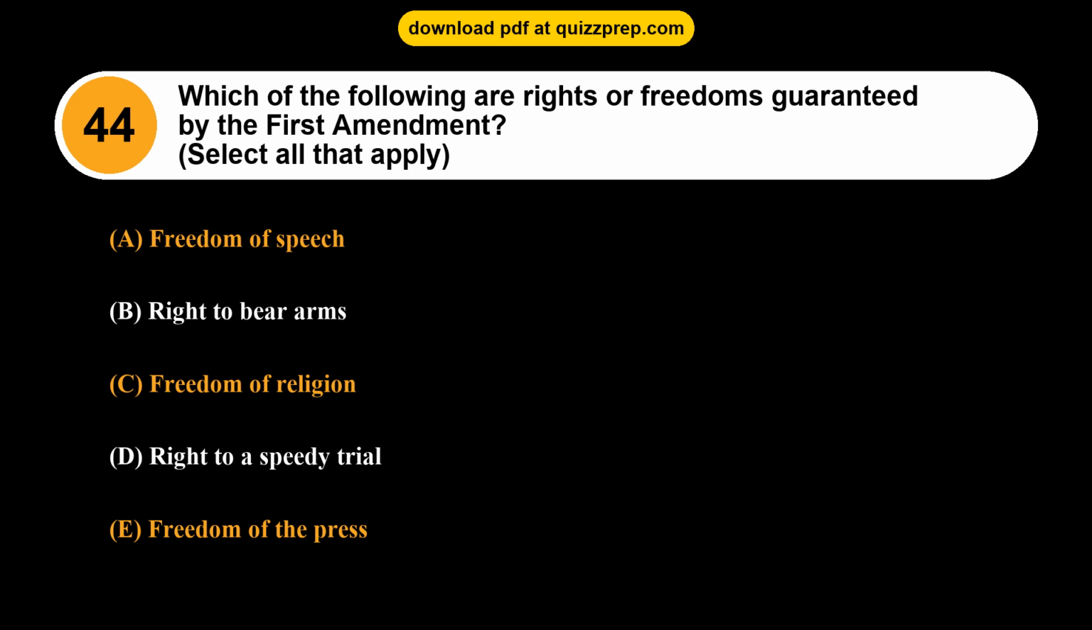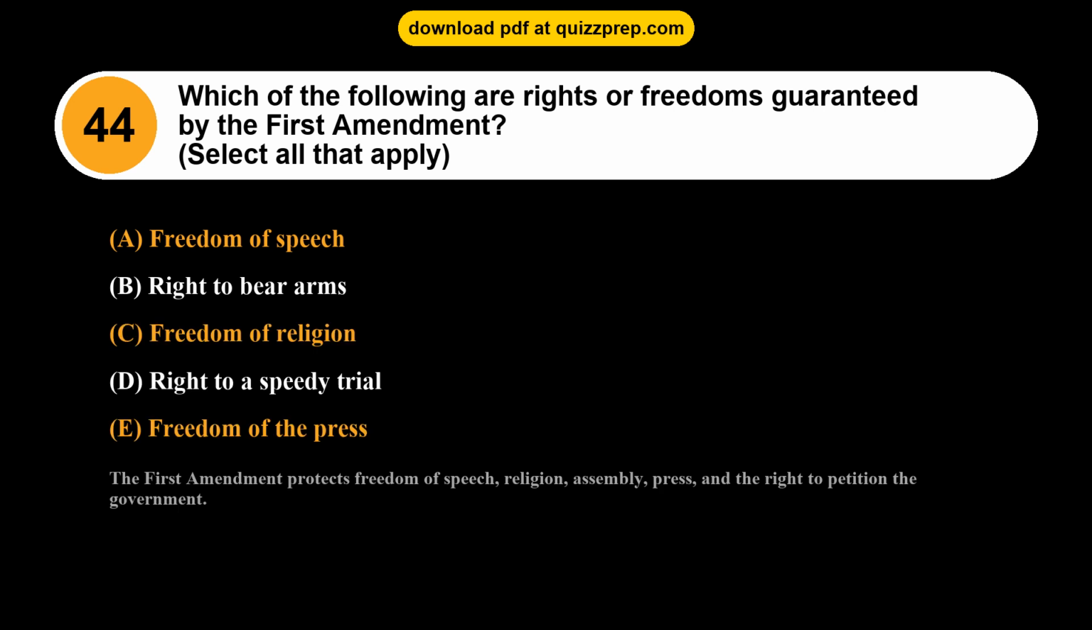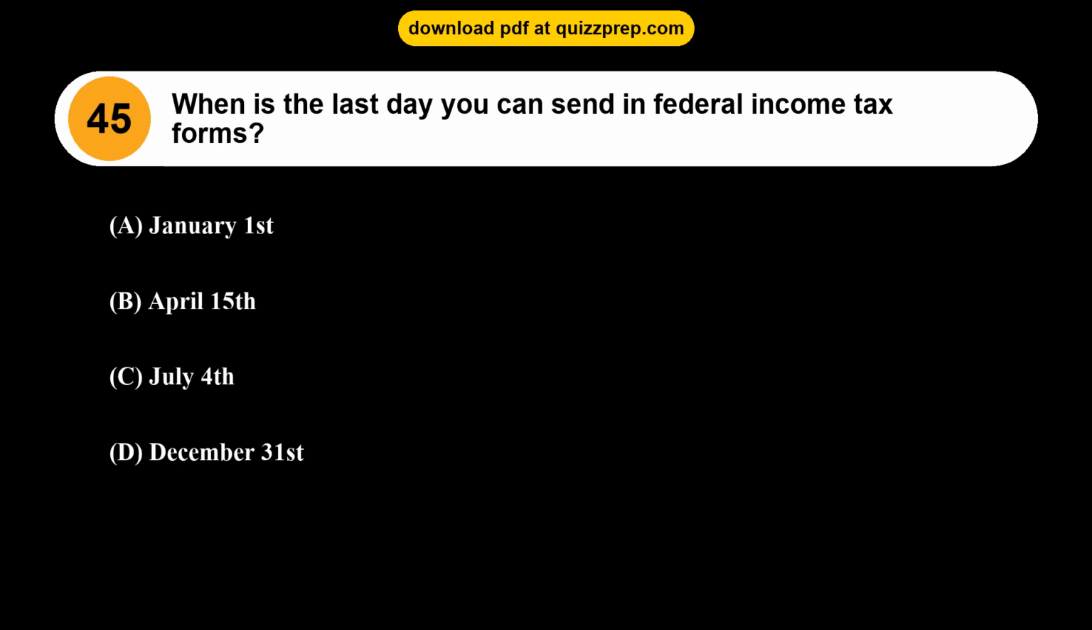Freedom of speech, freedom of religion, freedom of the press. The First Amendment protects freedom of speech, religion, assembly, press, and the right to petition the government. Question 45. When is the last day you can send in federal income tax forms?